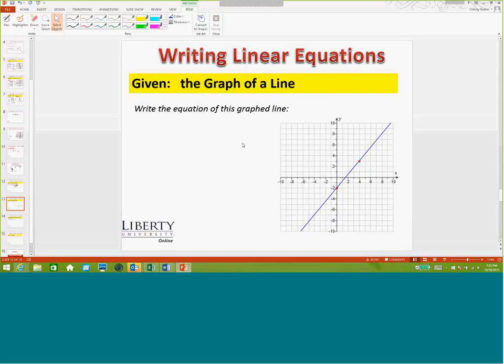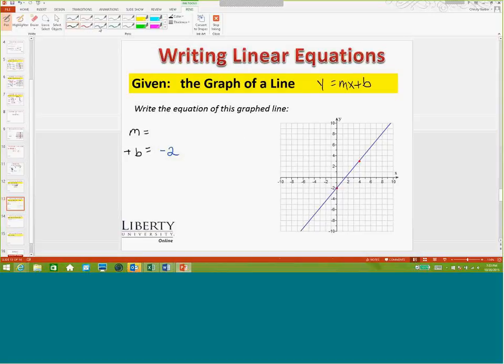Again, what happens if we have a graph? Well, we need to know two things in order to write a linear equation in slope-intercept form right away. We need to know the slope of the line, and we need to know where that line crosses the y-axis. The first thing I can see is the line clearly crosses the y-axis at the point 0, -2. So my plus b in my equation is going to be -2. All right, let's write my slope-intercept form. y is equal to my slope times x plus y-intercept.